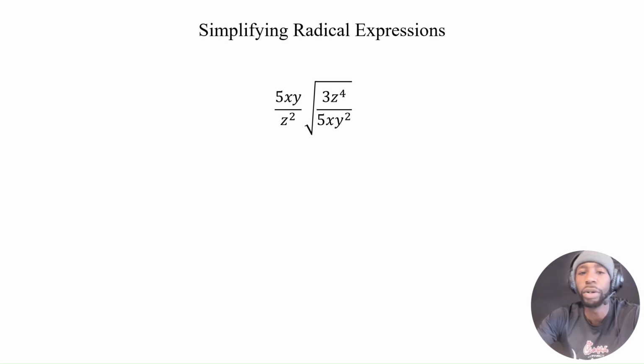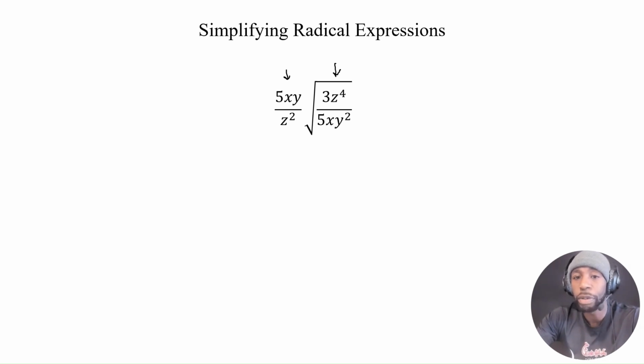So we got a lot of things going on here, but this is what I want to highlight. As it pertains to this 5xy over z squared on the outside, just kind of let that be for now. That's being multiplied by the radical. Now, underneath the radical, the same stuff applies. You want to make sure that you pull out anything that there are 2 of. Like z to the fourth power, that's 2 z squares. So that's going to come out as a z squared.